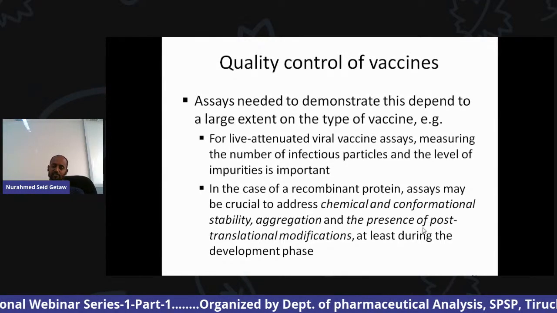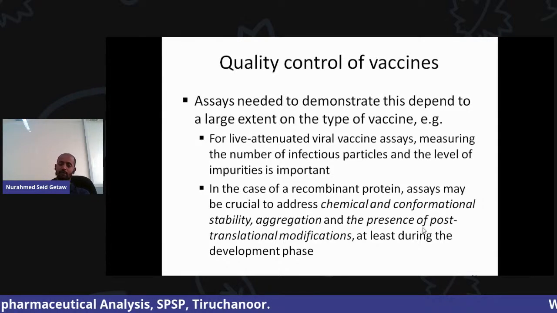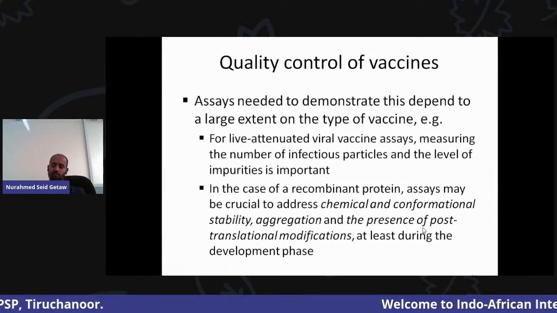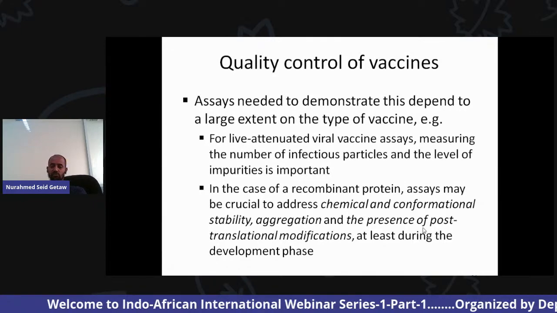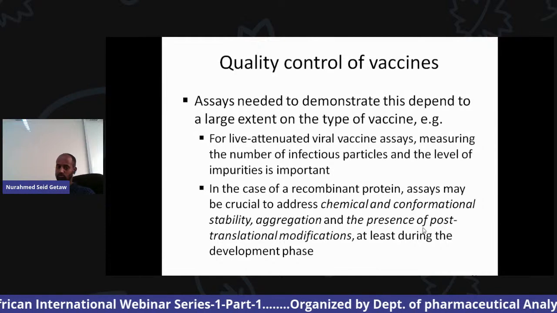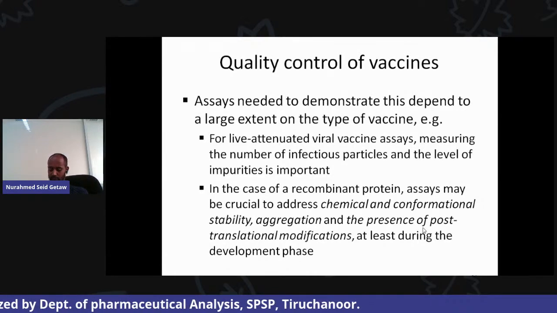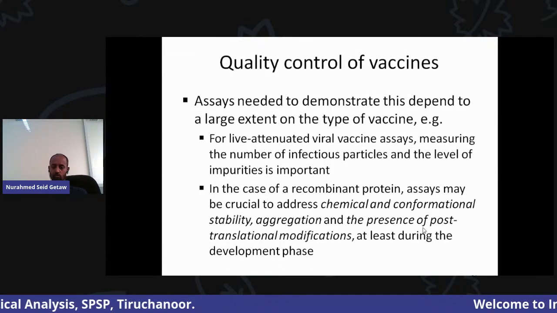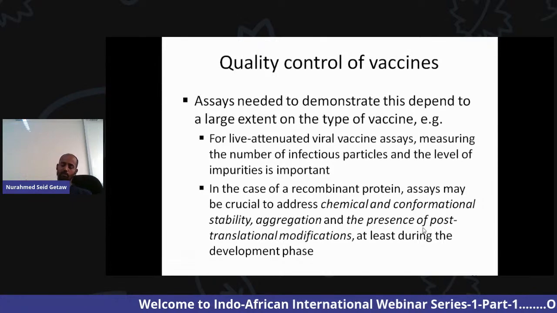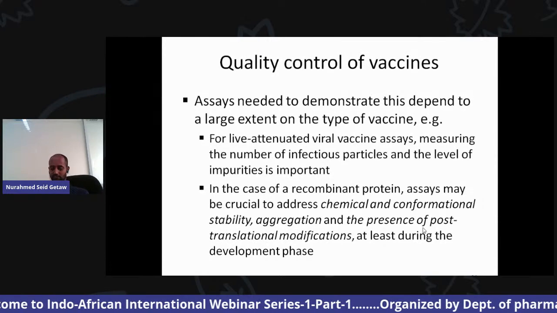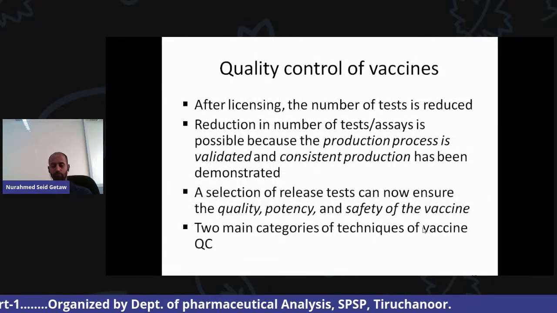And these assays required to demonstrate this quality may depend to a huge extent on the type of the vaccine. The type of vaccine under consideration decides which assays to use. But we may not need to use the same tests for live attenuated vaccines, or in the case of just a biomolecule, a protein or some other type of biomolecule. So the specific techniques or methods required may vary depending on the type of the vaccine.